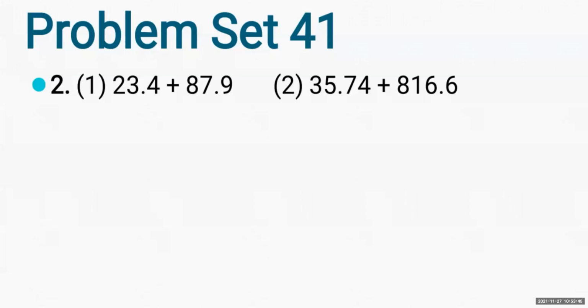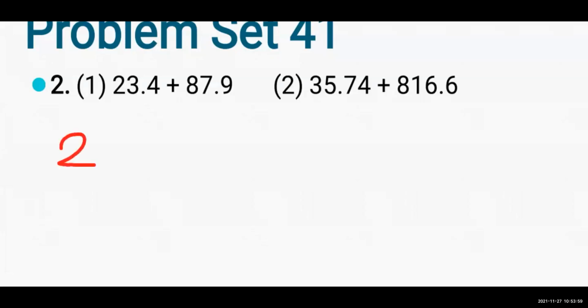Now there are two sums. See, first sum, first and second. The first question given is 23.4 plus 87.9. See here. Now how will you write it first? 23.4. जैसा दिया है वैसा ही लिखना है. 23.4. Now the plus sign will be written over here.